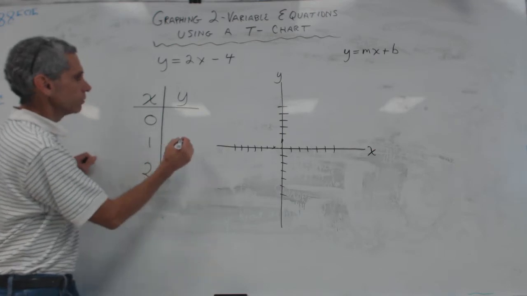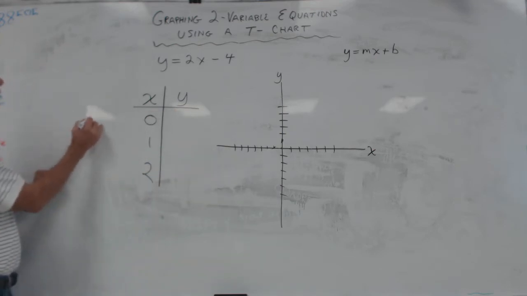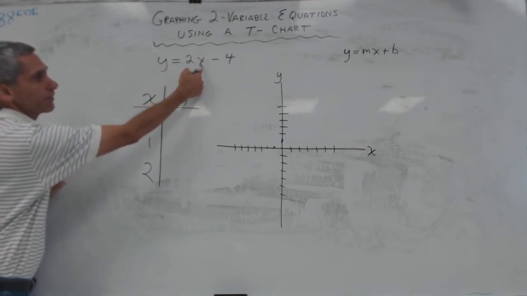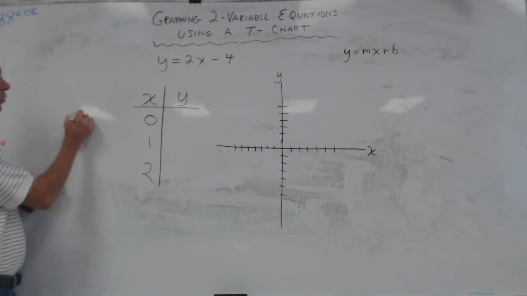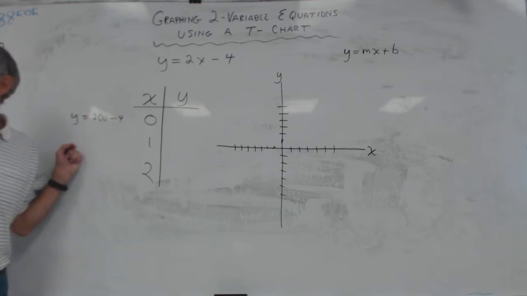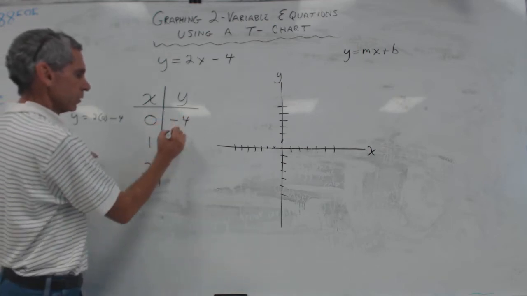I just realized I didn't leave myself space, so I'll do it over here. If x is 0, I'm going to replace that x with 0. y is equal to 2 times 0 minus 4. What's y? -4. Everybody agree? Jackson, you agree? Bella, you agree? Yeah. -4, okay.